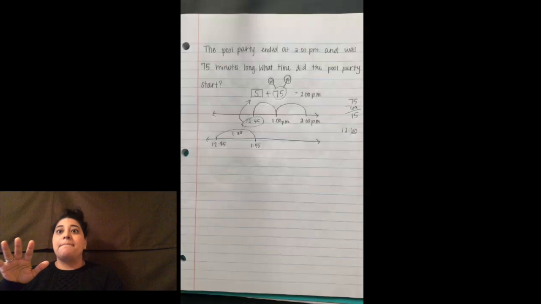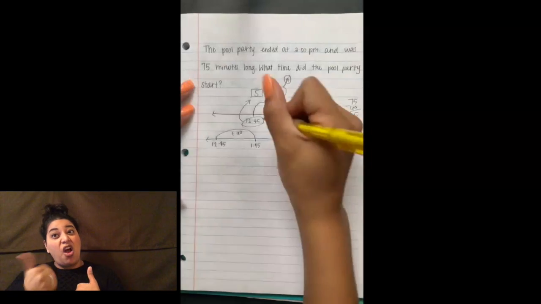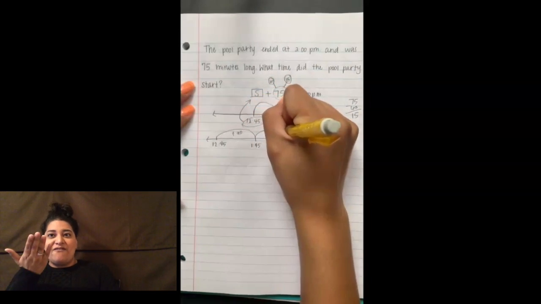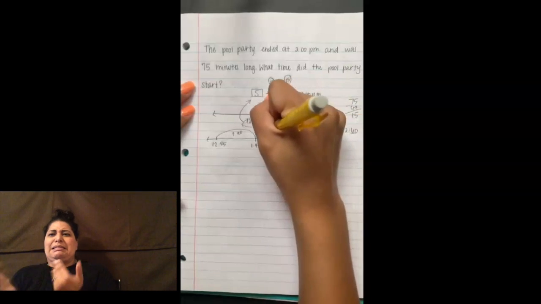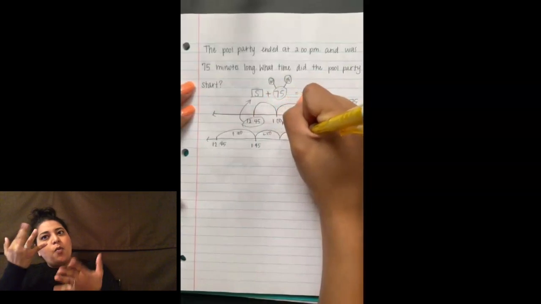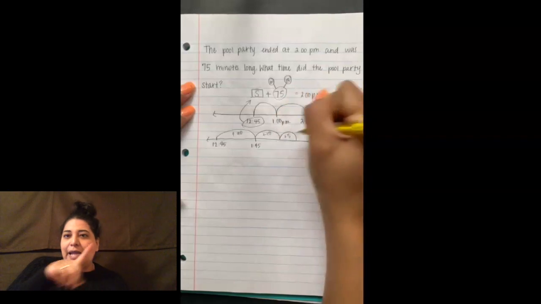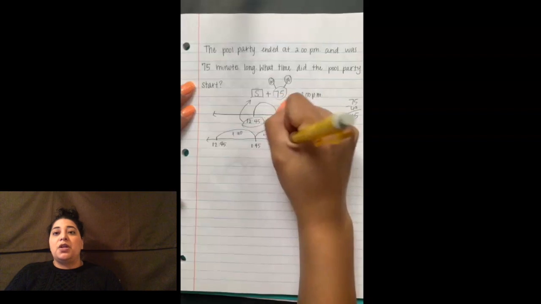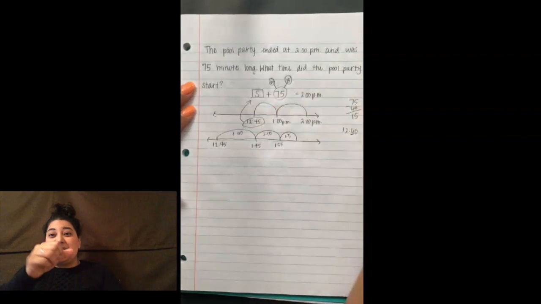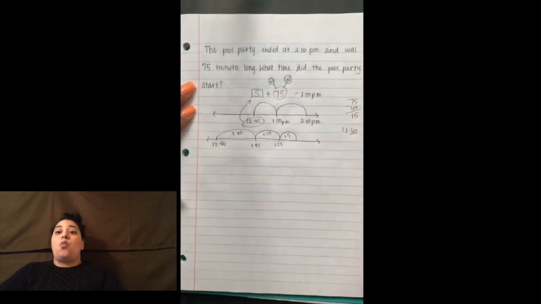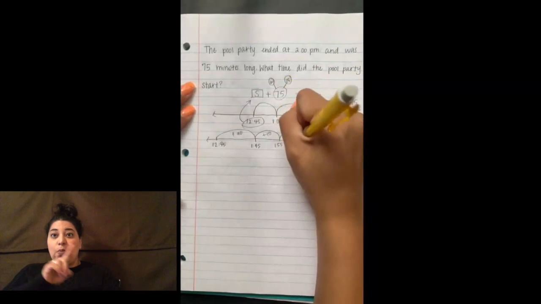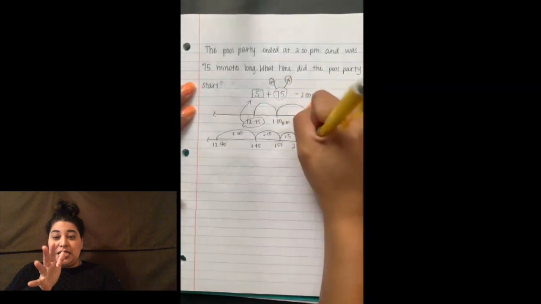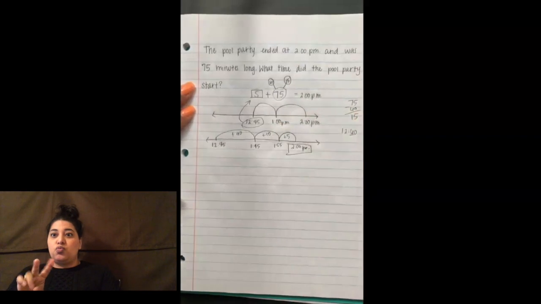Okay. Now all I have left to do is add the 15 minutes, which is super easy. And I can break that up. I can add it in 10 minutes and then add it in 5. Okay, let's try that. So 1:45 plus 10 is 1:55. And then if I do 1:55 plus 5 minutes, that's 2 p.m. Easy peasy.